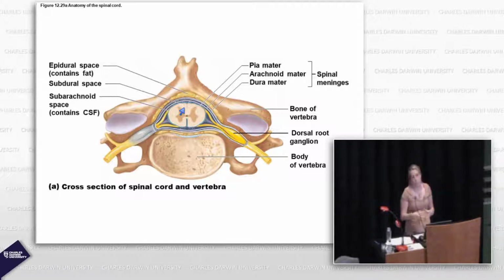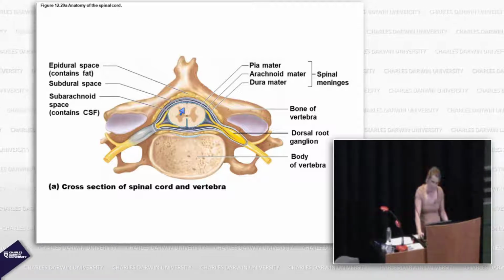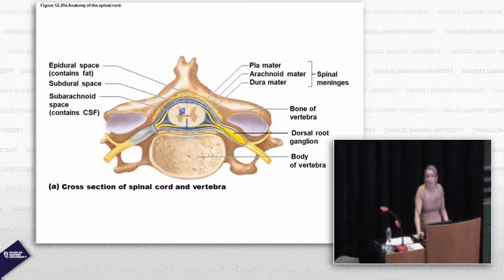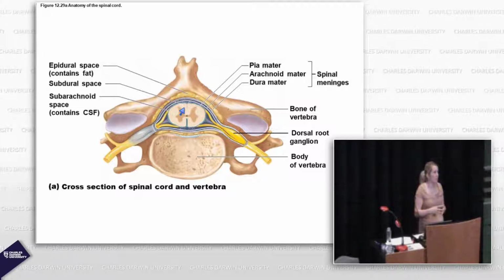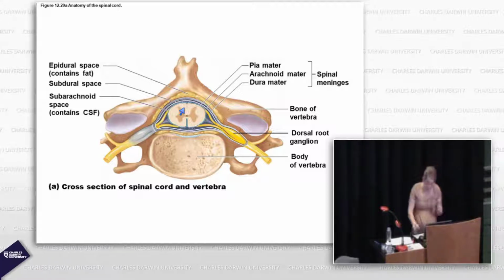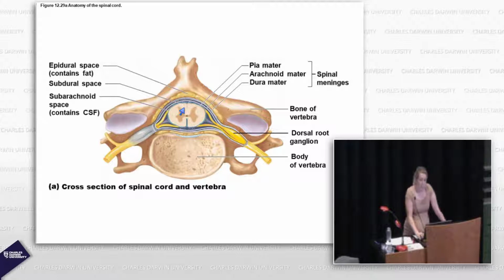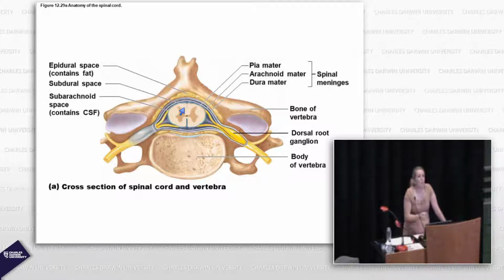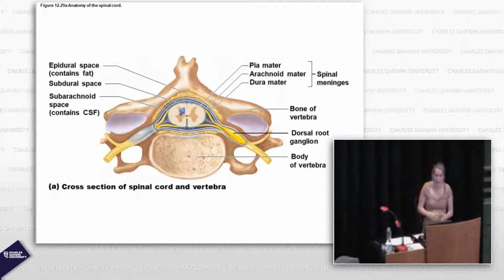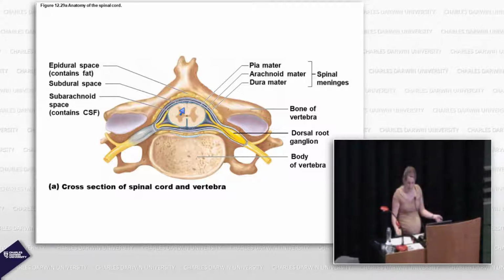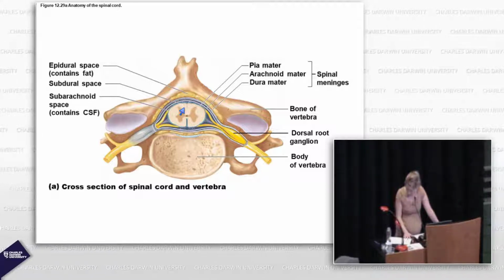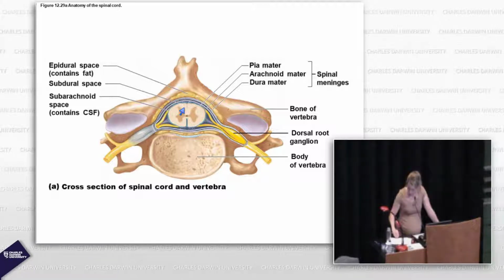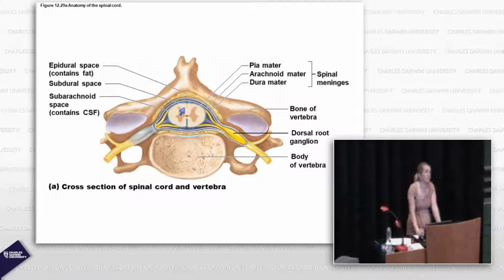So we'll start with the dura mater. Dura means hard, so this is the hard outside protective layer that encompasses the whole spinal cord. Beneath that we have the arachnoid mater. Arachnoid translates to spider, and this layer is really web-like. It's the layer beneath the dura mater. And then finally we have the pia mater, which is the soft layer. That's the final layer of protection before we actually reach the spinal cord.